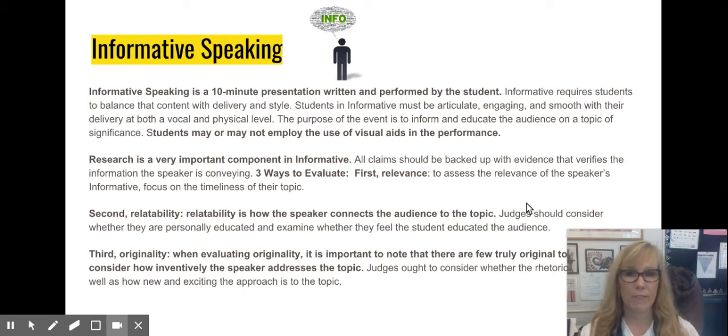So three ways you're going to evaluate. First, relevance. Look at, is this a relevant topic that they're talking about? Is it timely? Second, relatable. Relatability is how the speaker connects the audience to the topic. Does it help you to really understand it and connect that? And third, originality. When evaluating, it's important to know that there are few very original ideas, so don't mark them down. But, you know, how inventive are they getting with this topic so that you are learning something new, we hope.